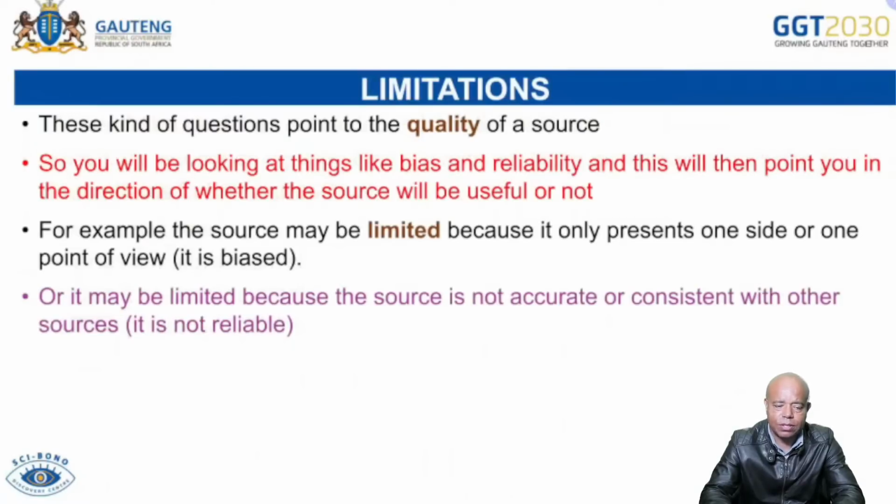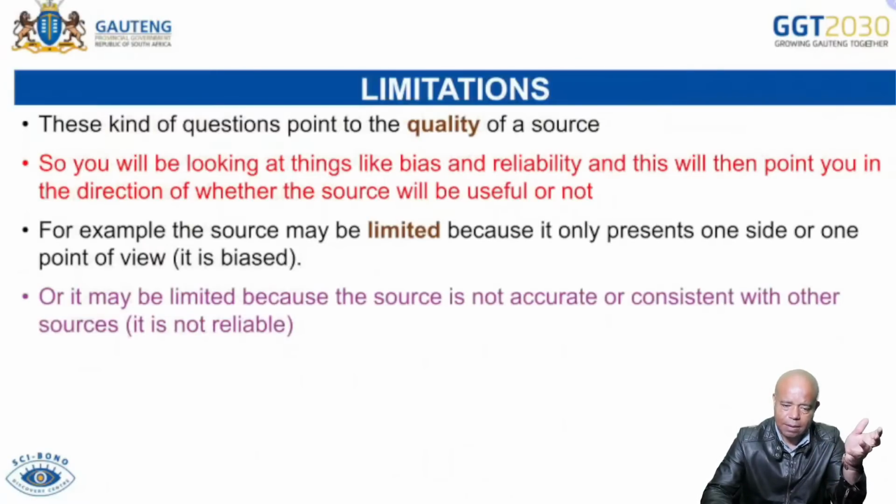Then we go to limitations. This kind of question points to the quality of the source. Now, how do we find the answer when it comes to limitations? What do we do when it comes to limitations? So you'll be looking basically at, is the source biased? Remember now, we did bias earlier. So if the source is biased, now you will say the source is biased because it only gives us the viewpoint of the USA, basically.